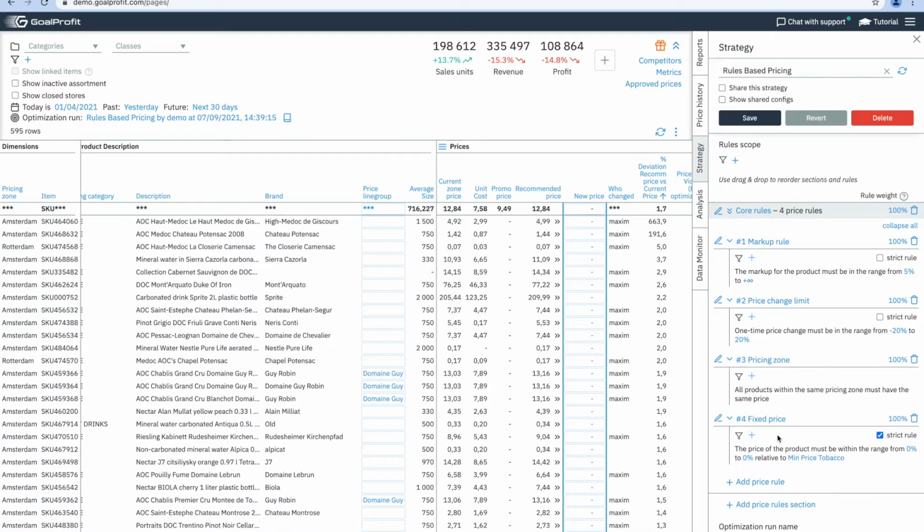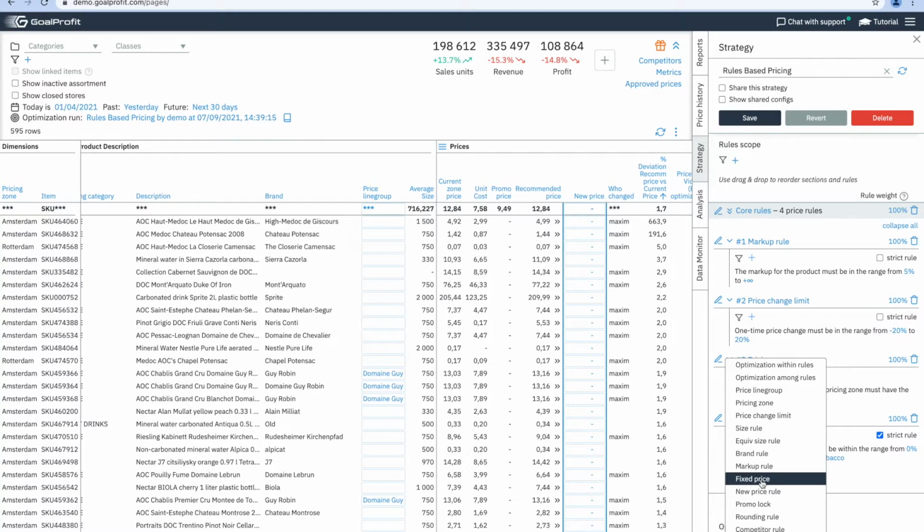Fixed price is also one of the core rules. If we're talking about grocery, we have some categories where prices are managed by country law, like tobacco, alcohol, whatever. So we could say that the price for these specific products should be strictly equal to the minimum allowed price in this category, like min price tobacco or min price alcohol.